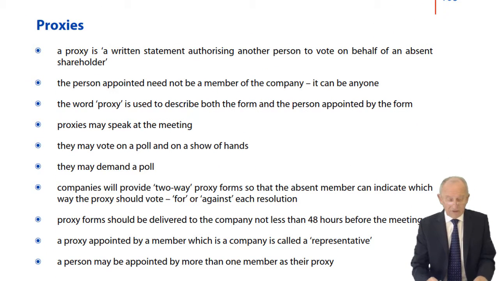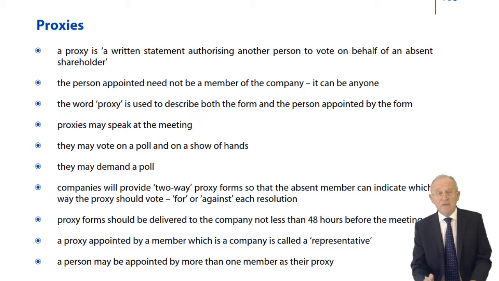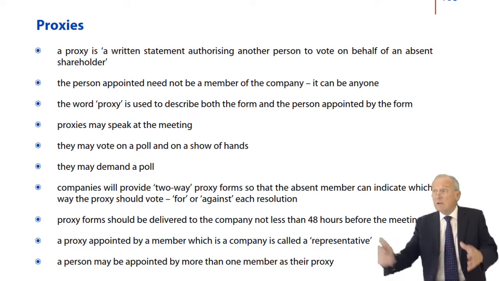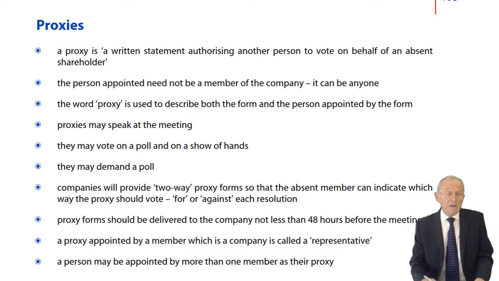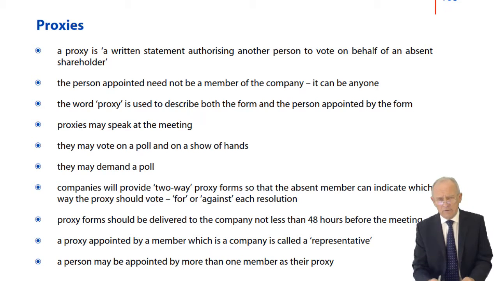Proxies. A proxy, that's an interesting word, because a proxy is a document, but it's also a person. The person proxy is appointed by the document proxy. Any member, possibly because they're unable to attend, or it's inconvenient for them to attend the meeting, maybe they're living in the Far East, may appoint anyone. It doesn't have to be an existing member, they can appoint anyone at all to attend a general meeting on their behalf and to vote in the way that they have directed.